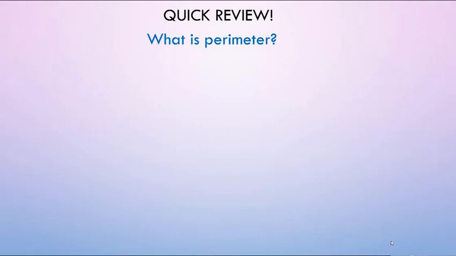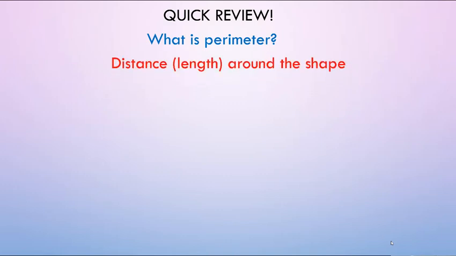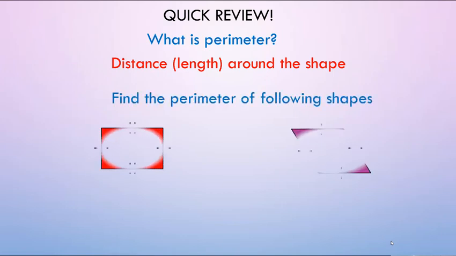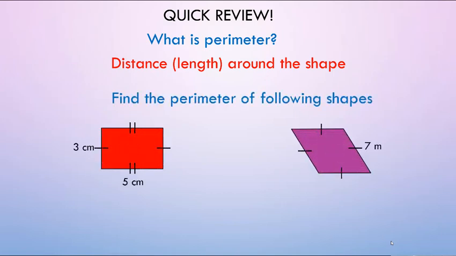So do you remember what is perimeter? Yes, perimeter is a distance or length around the shape. Let's find the perimeter of two following shapes. So how do we find the perimeter? Yes, we need to add the lengths of each of four sides. So what shapes do we have? Rectangle and rhombus. So let's find the perimeter of those shapes.